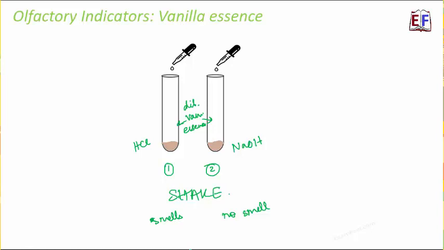Most of these olfactory indicators have a very strong smell of their own. For example, the smell of vanilla essence can be very clearly felt. Similarly, the smell of onion is really strong and you can really feel that smell. Generally, substances which have a very strong and typical smell act as olfactory indicators.